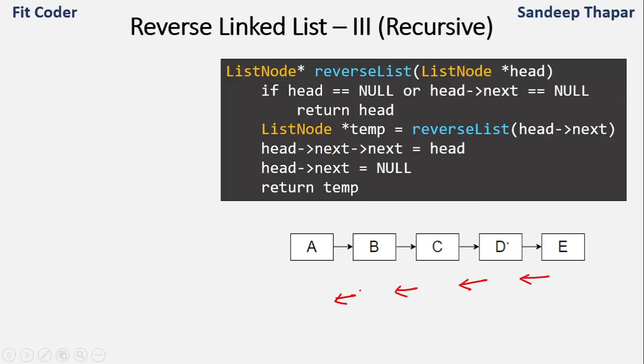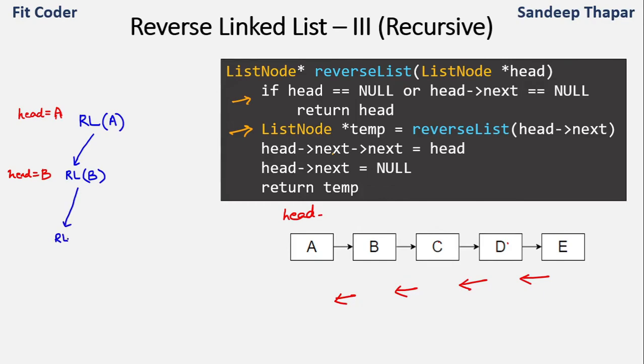So we have this function reverse list in which we pass the head node. So we call this function reverse list for node A. We check if A equal to null or next of A is null. So this is not true. Then we again call this function for the next of A, which is B. So from here we call reverse list for B, and now the head is at B. From B we again call reverse list for C, and now the head is at C. From C we again call reverse list for D, and head is at D.